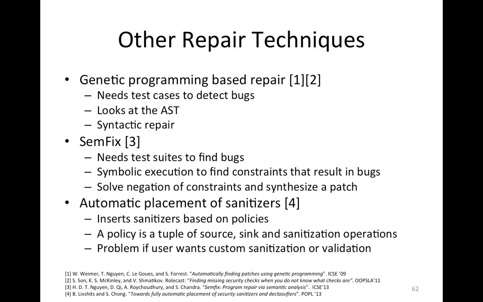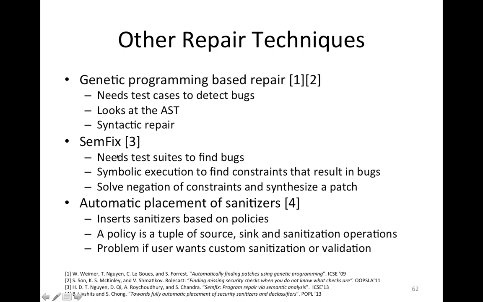There are also other repair techniques. For example, there's the genetic programming based repair, where they do not detect bugs. They take a test case that fails, so they assume that there is a bug in the program because a test case fails, and then given this test case, they take the AST, the abstract syntax tree of the program, and start to mutate it by deleting nodes, replacing nodes with each other, moving nodes, and all this stuff randomly until the code works. Their work is syntactic. They do not compute any semantics of the application. They need the test cases, which is not the case for us. They do not detect bugs. We detect bugs before fixing. We detect difference before fixing.